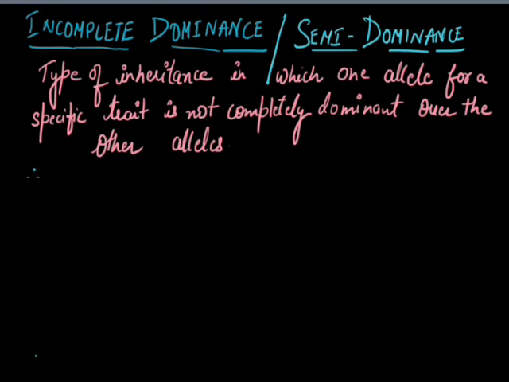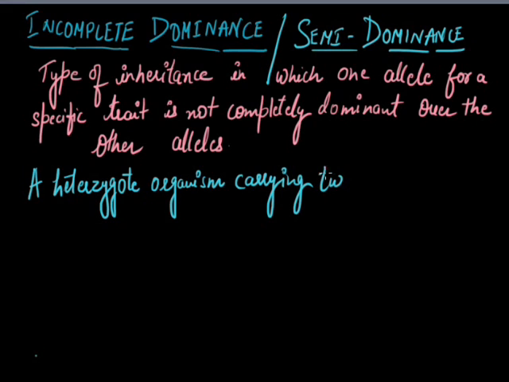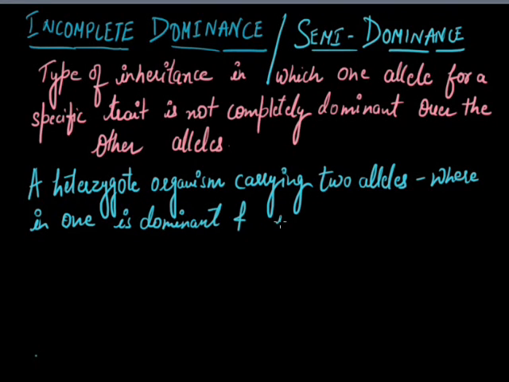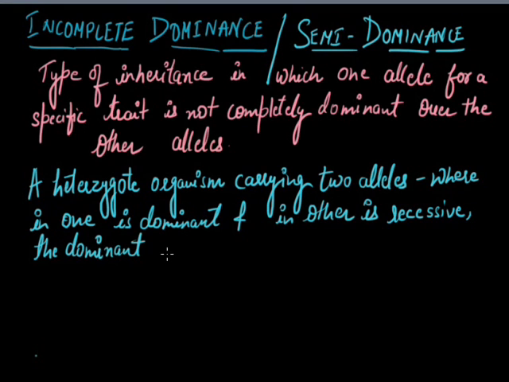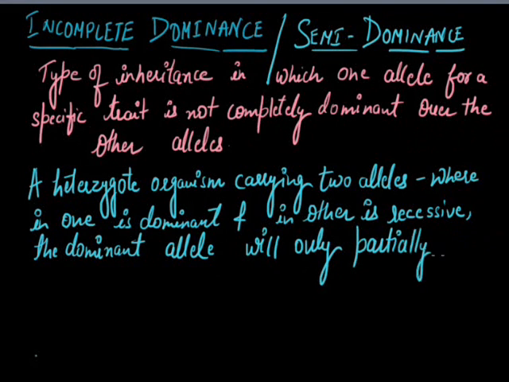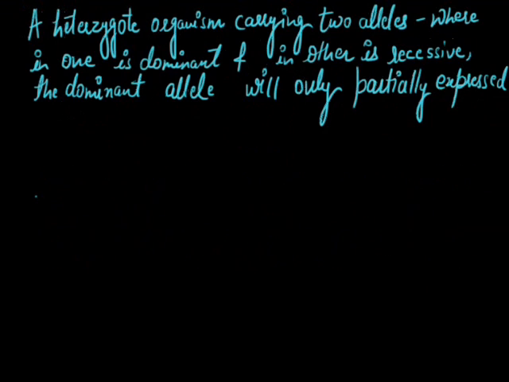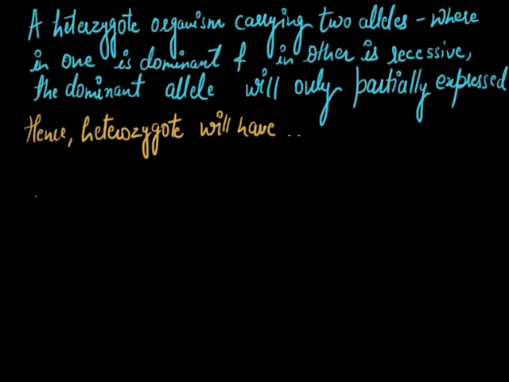Or we can say, in other words, that a heterozygote organism carrying two alleles, where one is dominant while the other is recessive, the dominant allele will only partially, that is, not completely, be expressed. As a result, the heterozygote will have an intermediate phenotype.